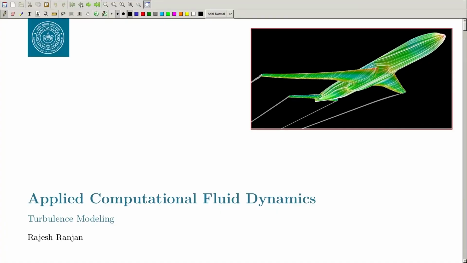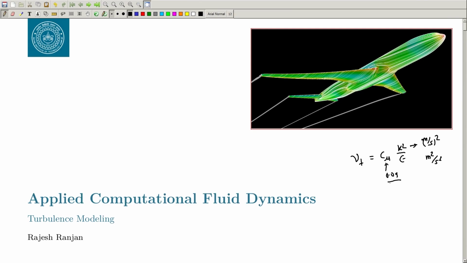K is the turbulence kinetic energy and epsilon is the dissipation rate. By finding the transport equations for the turbulence kinetic energy and the dissipation rate, we can find the eddy viscosity. Let me write it here: nu T equals C mu K squared by epsilon. K has the unit of meter squared per second squared, epsilon is meter squared per second cubed, and C mu is a constant, typically taken as 0.09, found from experimental data.